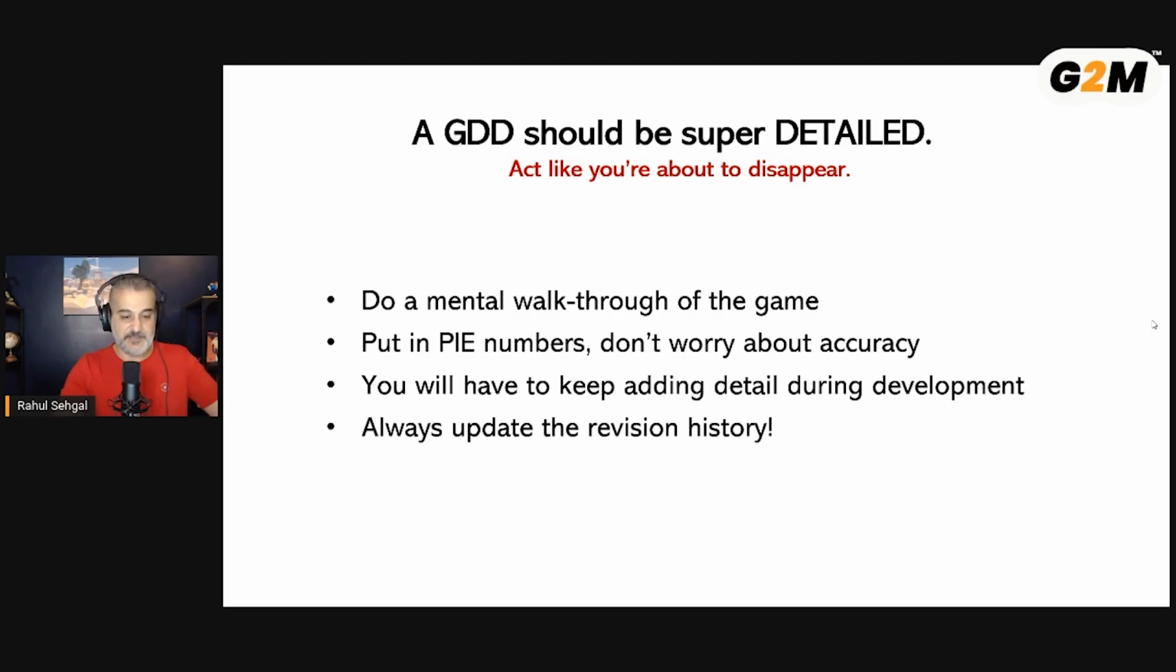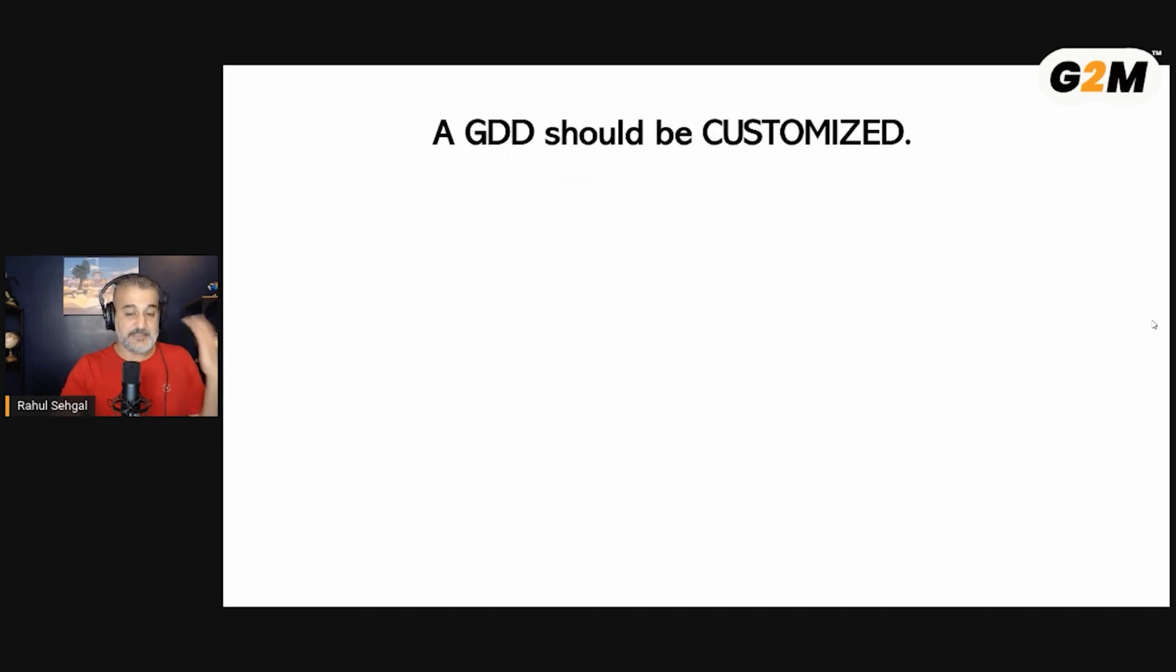Always update the revision history, because revision history is basically what has changed. If a programmer reads the game design document, they are going to think, okay, this is what's supposed to be made. And if you make a change, they're not going to know that thing has changed. So the revision history is going to say, okay, this has changed at this stage, etcetera. But the last one is customized.